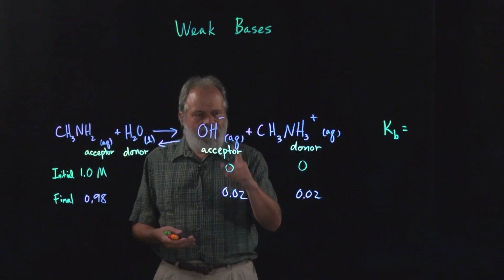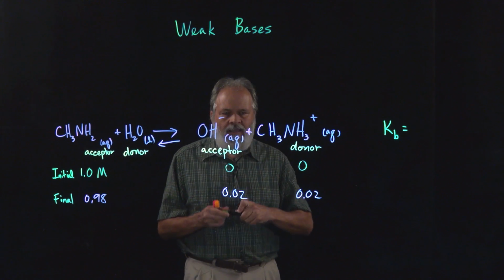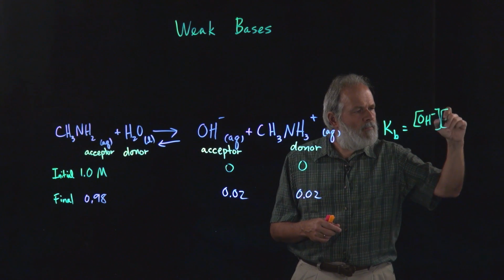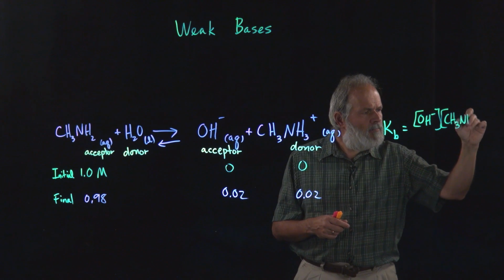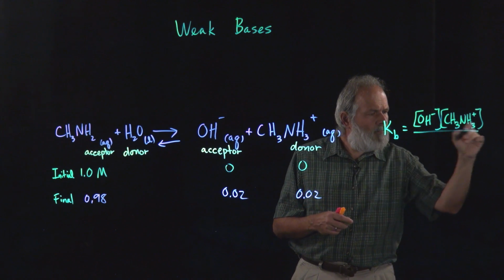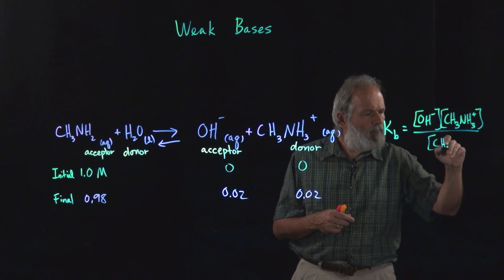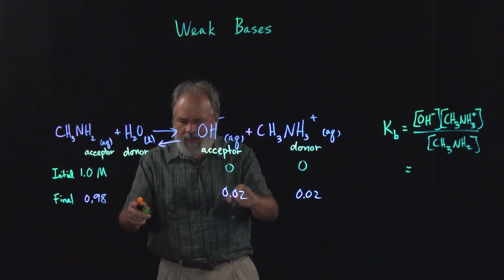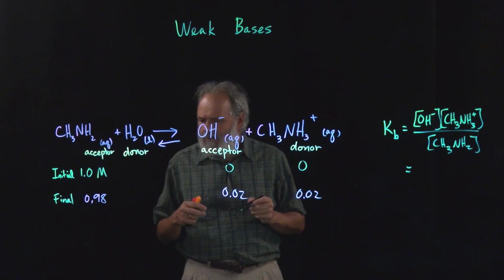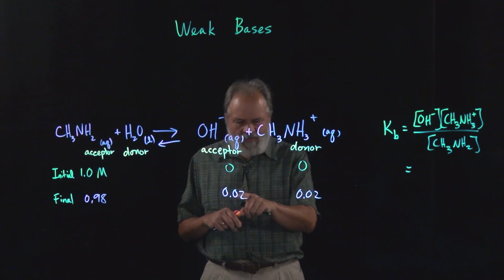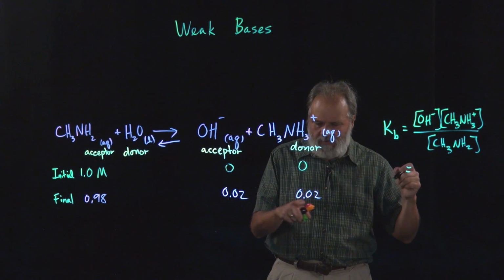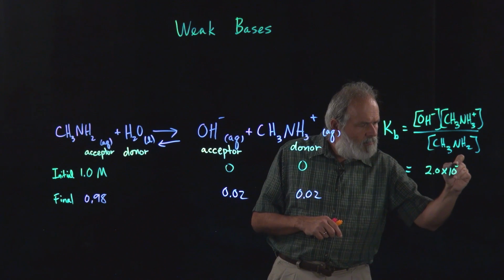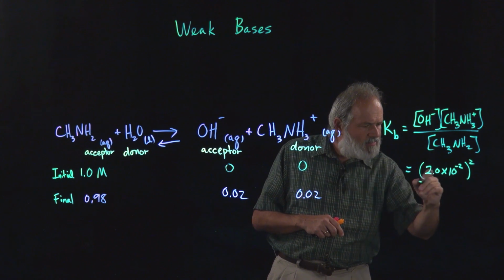Now the equilibrium constant is something we can write down. It's going to be the products over the reactants. We can get the numerical value of the equilibrium constant by substituting the equilibrium concentrations into the expression. So it's 0.02 times 0.02, which means it's going to be that number squared.